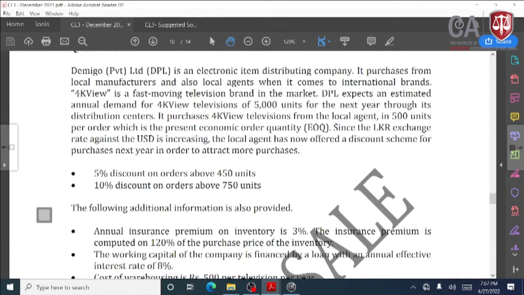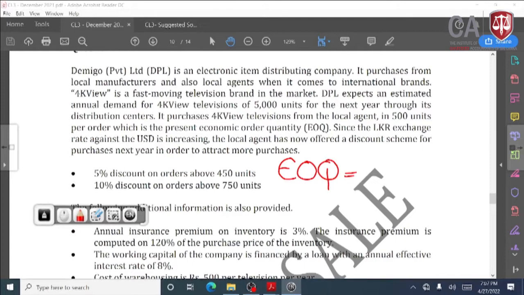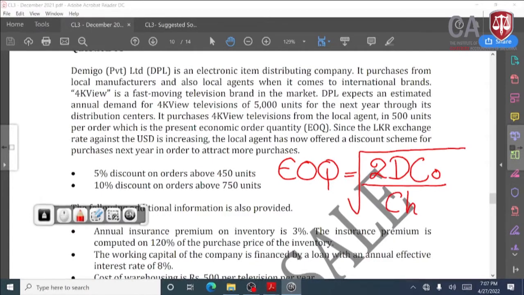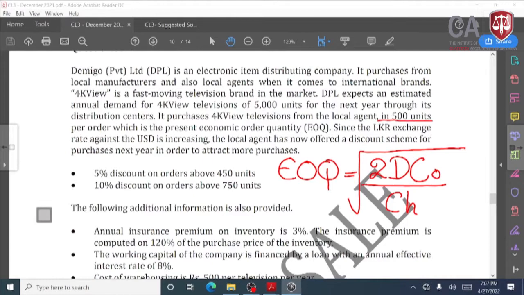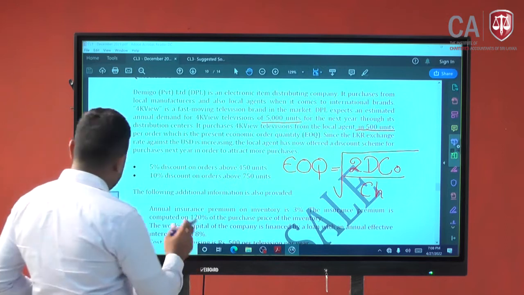Based on the current economic order quantity, can you remember the equation? How to calculate EOQ? EOQ, economic order quantity, equals root of 2 into demand into cost of ordering divided by cost of holding per unit per annum. That is the economic order quantity formula. Based on the current scenario, you have already determined your economic order quantity as 500 units. Demand is 5,000 units. Cost of holding and cost of ordering you have to find out. Shall we work out cost of holding and cost of ordering? We can work it out. Present economic order quantity is 500 units.